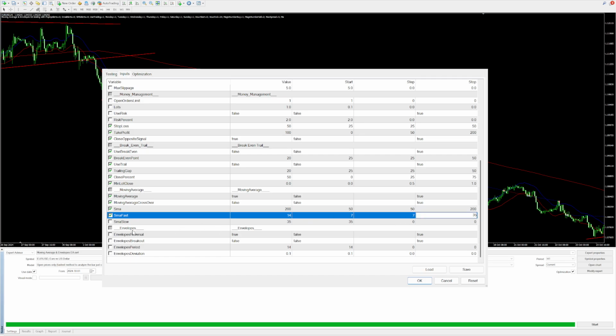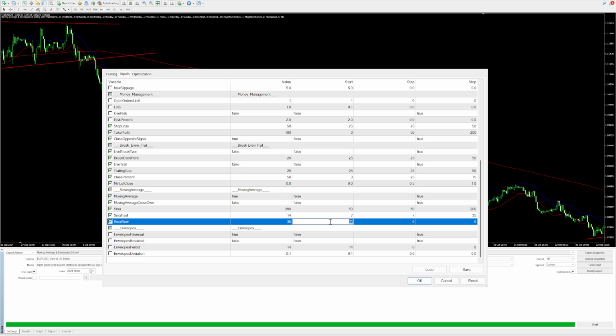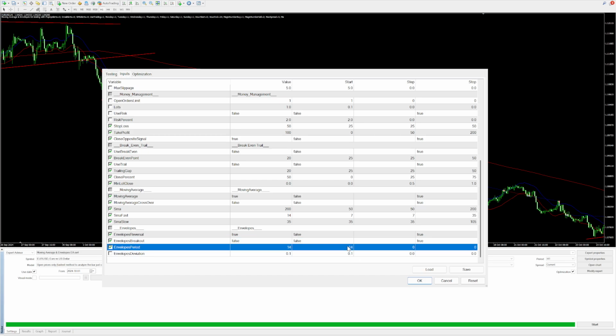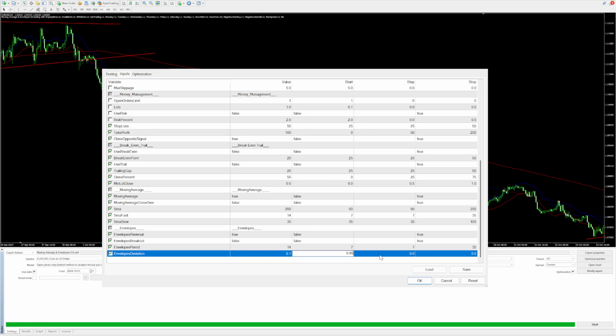Let's go 35. Slow one, we'll start at 35. Perhaps we'll go 35, 35, and then 70. I think that'll be fine. Or maybe we can go 105. Why not? Okay. Envelopes, we can set true or false, reversal or breakout. And the period of envelopes, let's go 7, 7, 35, similar to what we did with the SMA. An envelope deviation, let's just go 0.05, 0.05 up to 0.1.